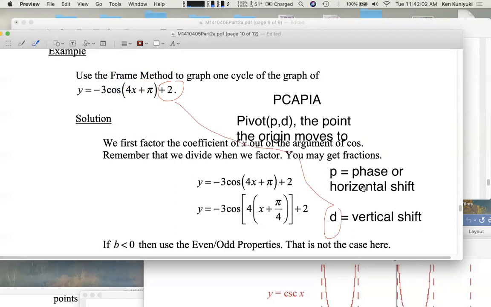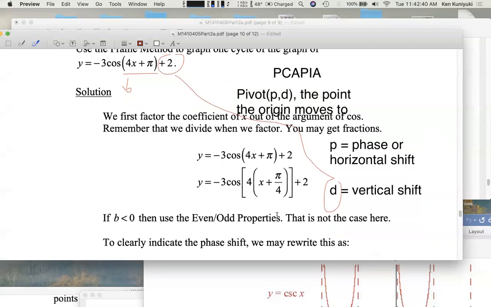The phase shift or horizontal shift, that takes more time. You can either use a factoring method or set this equal to 0 and solve for x, which I think is easier. But if you want to use the factoring method, you take the argument here, 4x plus pi, and you factor out a 4. This is B, actually. B is 4. You factor out B. If B is negative, you absolutely have to factor out at least a negative 1. But here we have 4x plus pi. We factor out B, the 4. When you factor, you divide. We have 4 times the quantity, x plus pi over 4.